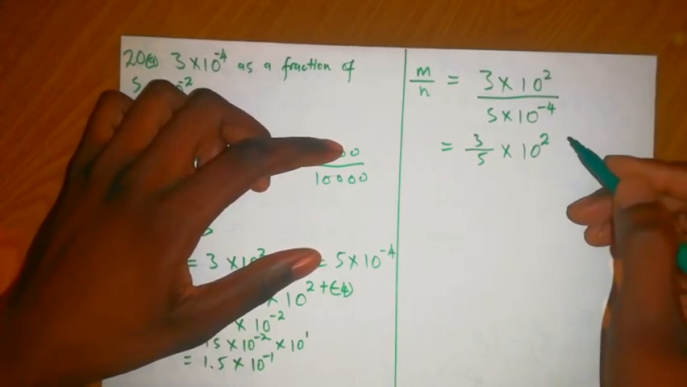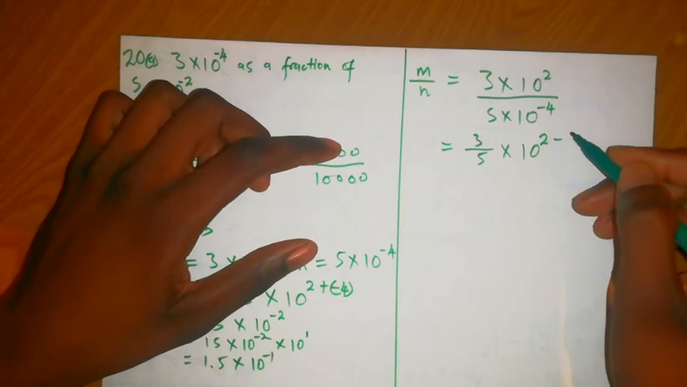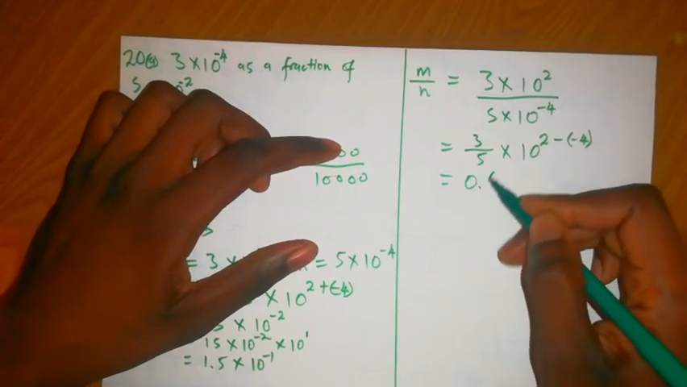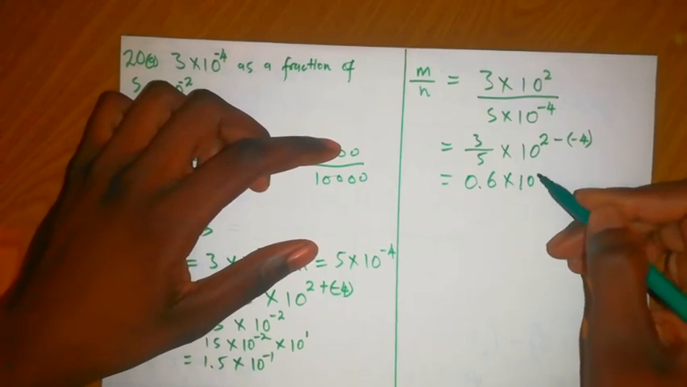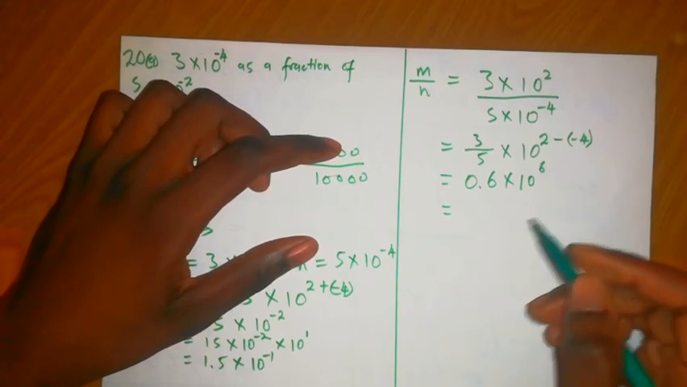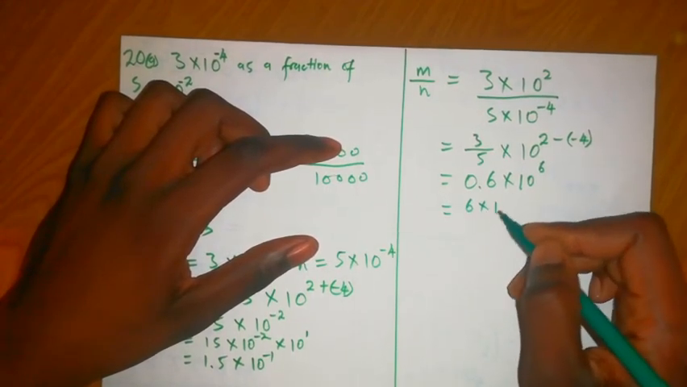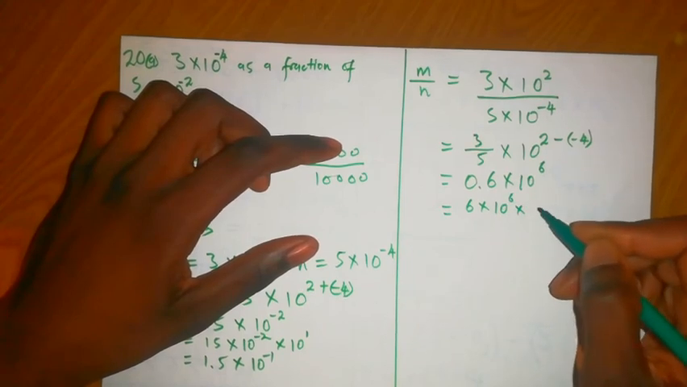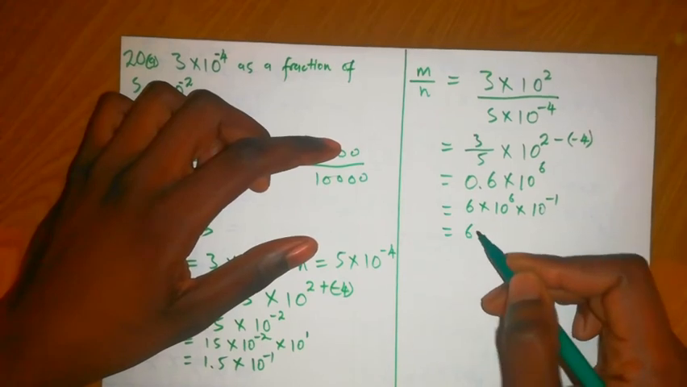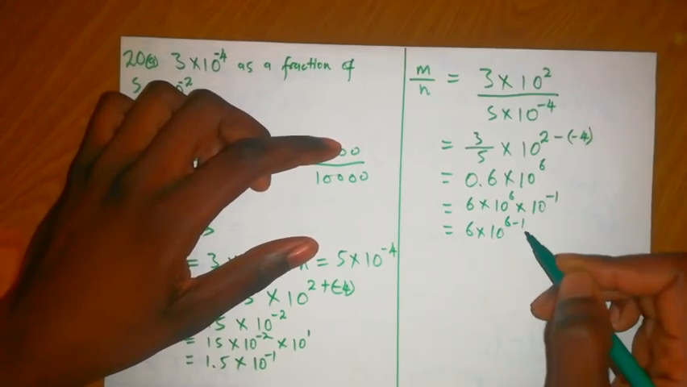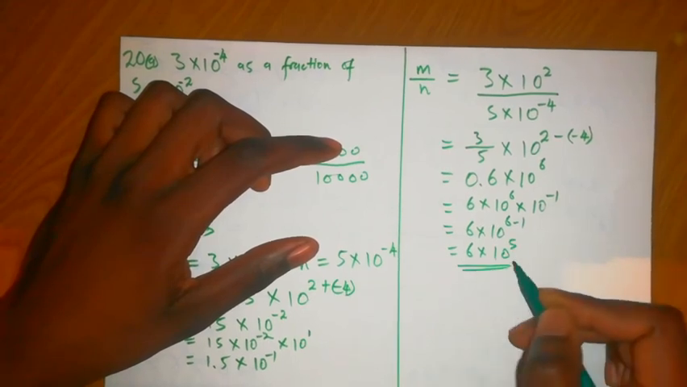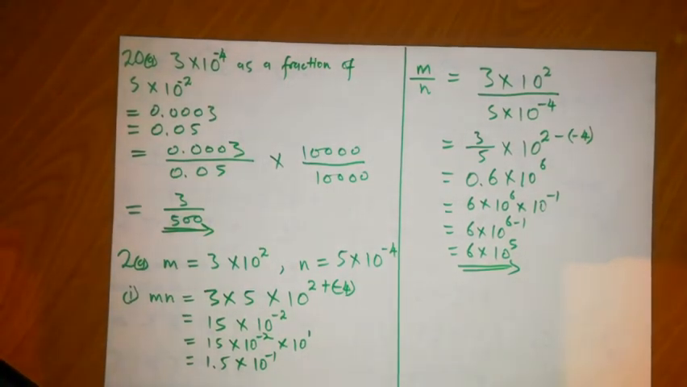You then apply your laws of indices. You subtract there, it's equal to 0.6 times 10 to the power of 6 there. Now we want to convert it into standard form. That's now 6 times 10 to the power of 6 times 10 to the power of negative 1, just because it was abnormal. So it's equal to 6 times 10 to the power of 6 minus 1. It's equal to 6 times 10 to the power of 5. That is our final answer.